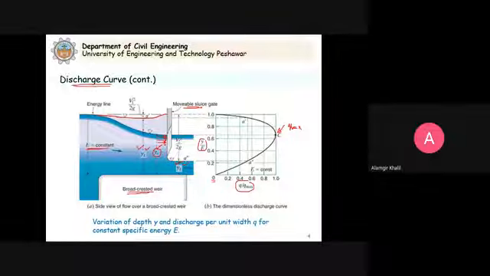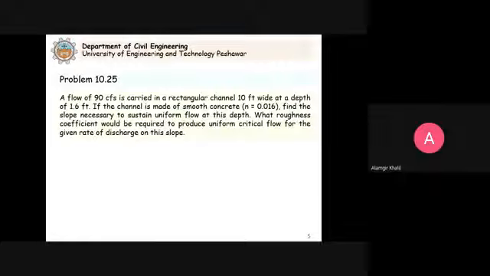We will solve a problem on how we can use this discharge curve in the analysis of open channel problems. You will see the importance of this and the specific energy. Clear? So this is the discharge curve. Now we try to solve one or two problems, to see how we can apply the concepts that we have developed so far to analyze problems.